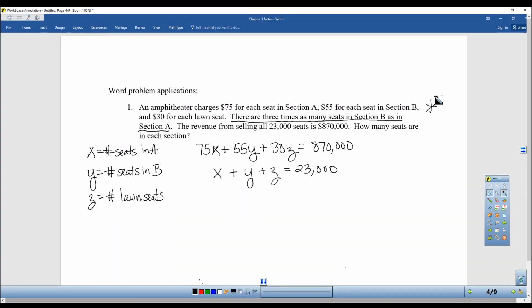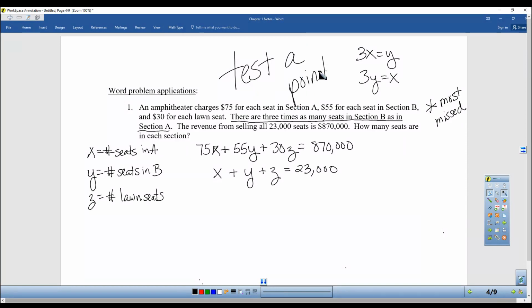I'm going to put a little star here and write that this is most missed. I'm telling you right now, this question is either on a quiz or the test. Not this exact question, but this concept. And this is highly missed every year. So the biggest problem is that kids don't know which way it goes. They don't know if it's supposed to be 3x is equal to y or 3y is equal to x. I will just tell you, test a point. That's the way you got to do it.